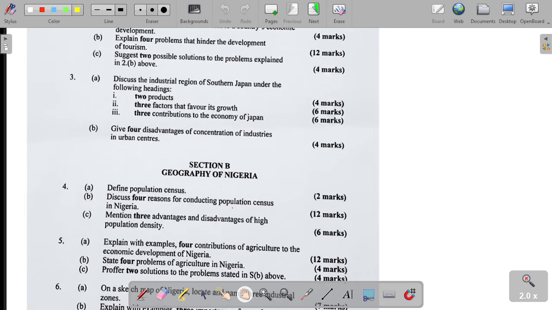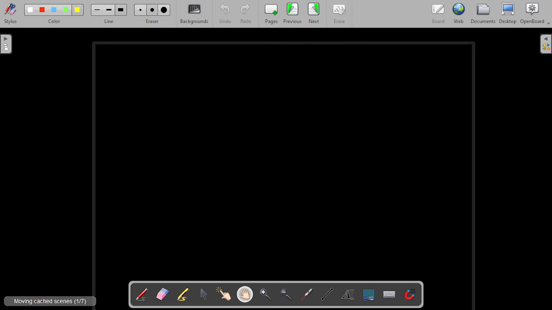So question 4 says define population census. That's 4E. Define population census. Let's go there.